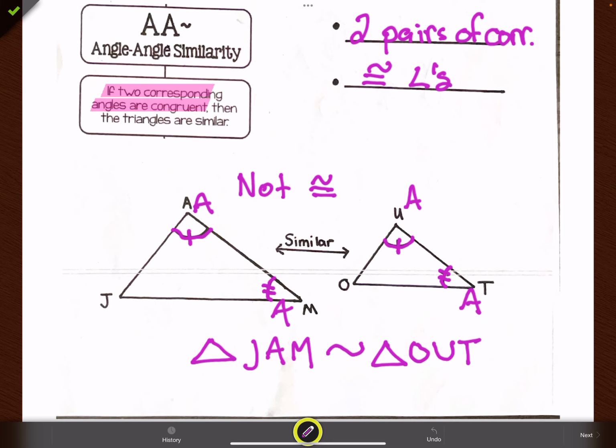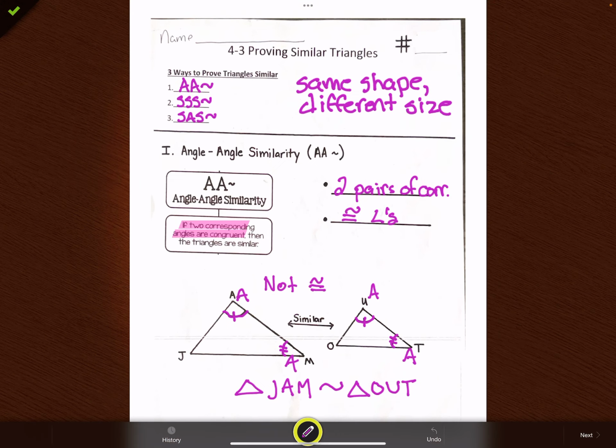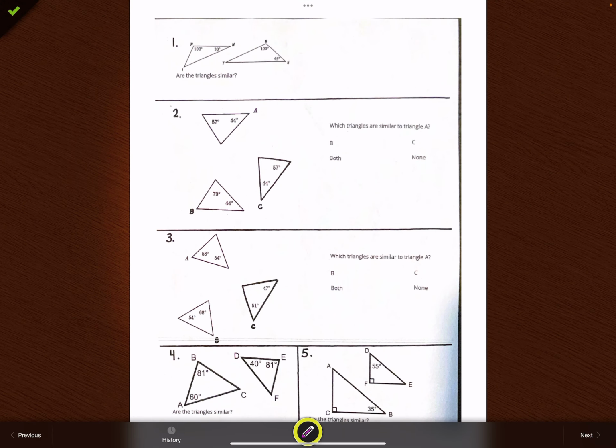Remember, that's not the only way you could have written that. If someone else wanted to say triangle AMJ, then you would have to say it's similar to triangle UTO. And again, you can do any variation of those letters as long as you follow the shape of your triangle. So angle, angle, you just have to have 2 pairs of corresponding congruent angles. So let's look at some examples.